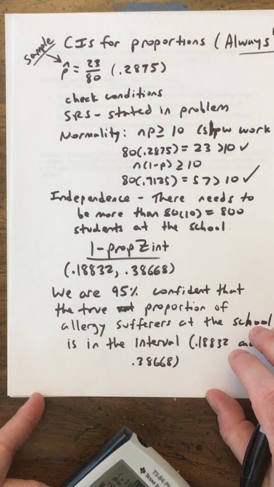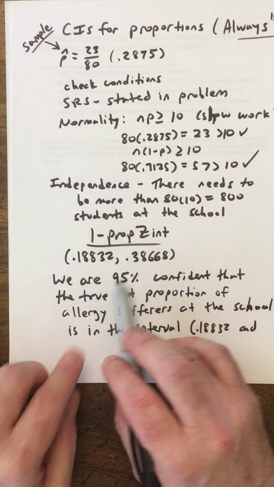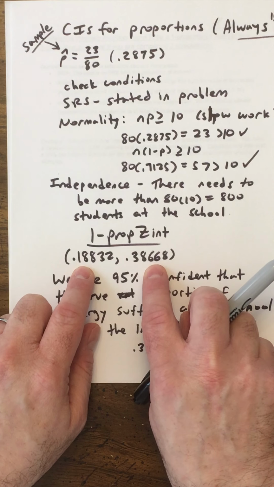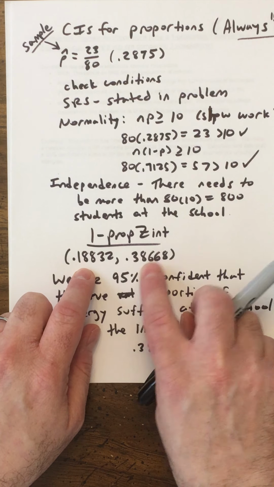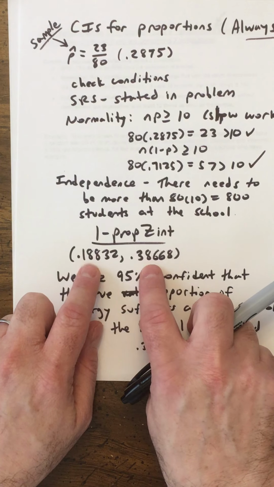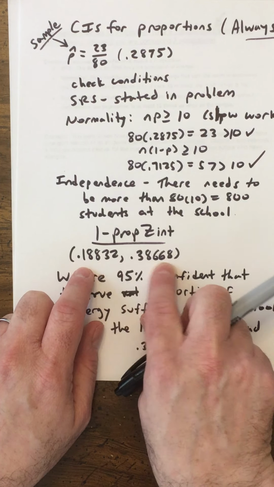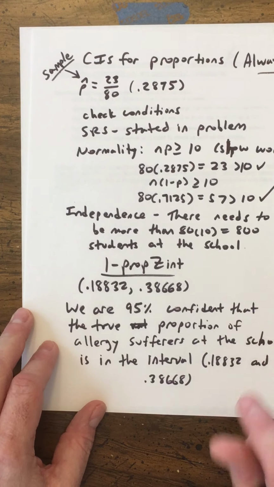0.188, etc. It's right here, 0.18832 and 0.38668, which means about between 19% and 39% of the students suffer from allergies. But this value that we got, 28%, that's a guesstimate, but you're most likely to capture the true percentage of allergy sufferers inside this interval. And then you write correctly.